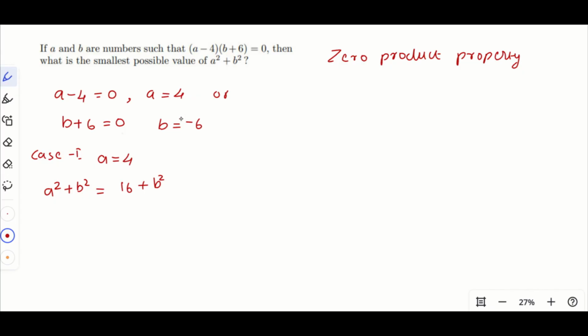How did you get the 16? That is 4 square. So to make this expression as small as possible, we have to choose b is equal to 0. Make b is equal to 0 here. That will be 16 plus 0, which is equal to 16. So this is our case 1.